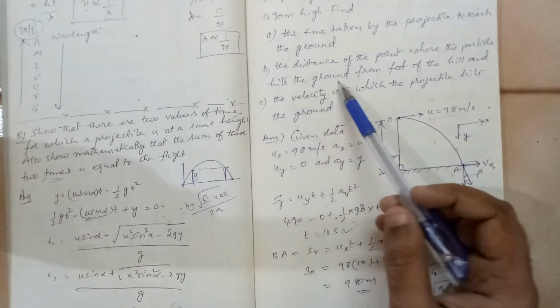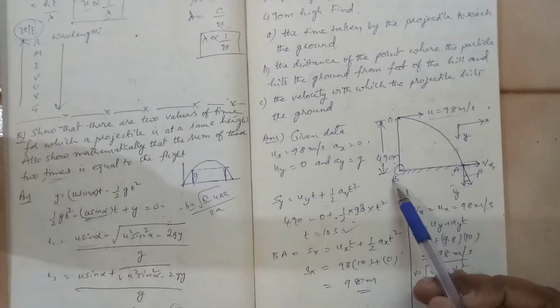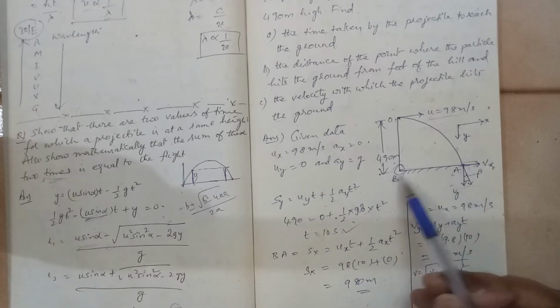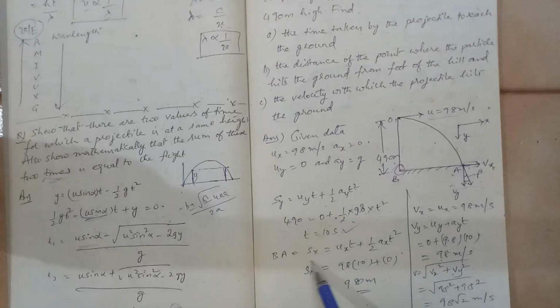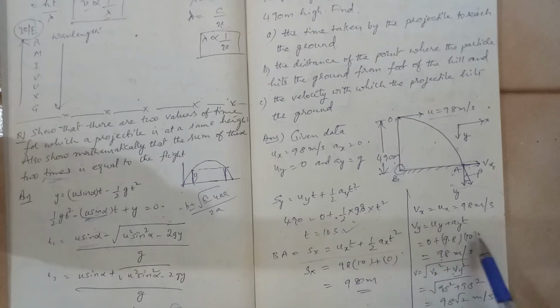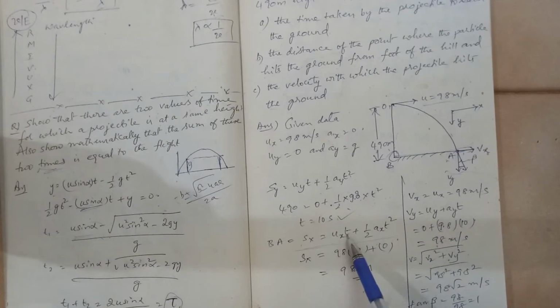So next he is asking you where you are hitting the ground. So we have to find BA. So it is the horizontal direction, so you can again use the equation. Only thing is here horizontal acceleration is equal to 0. It becomes s is equal to ut. Sx is equal to ux into t.